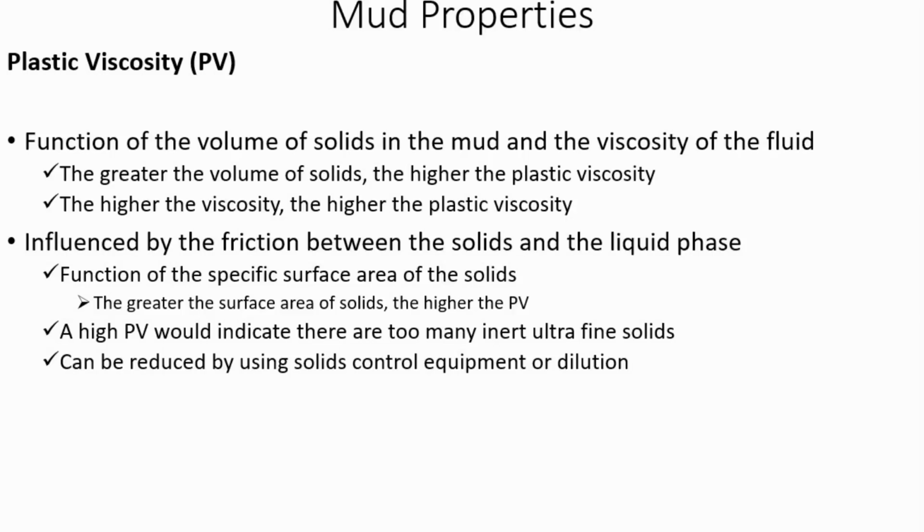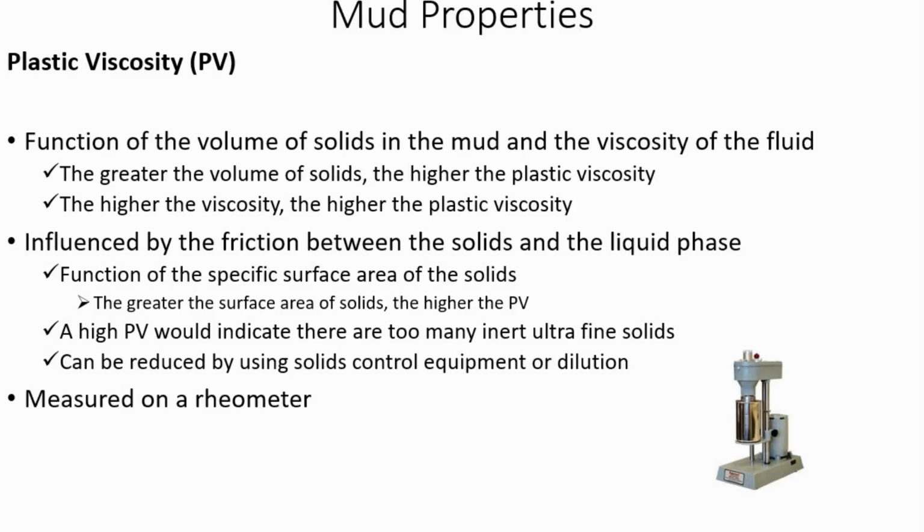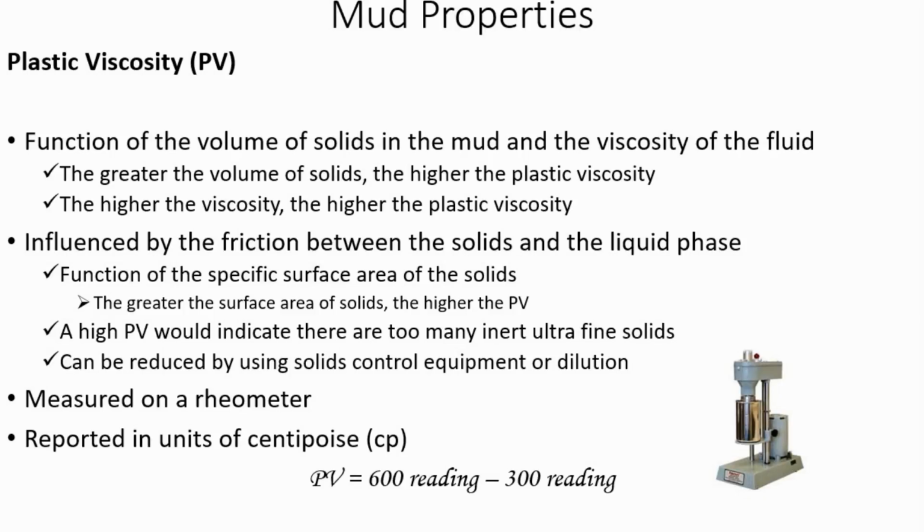You can reduce it by using solids control if they aren't too small, or through dilution. And it's measured with an instrument called a rheometer, reported in units of centipoise. And the formula for plastic viscosity is the 600 reading minus the 300 reading.